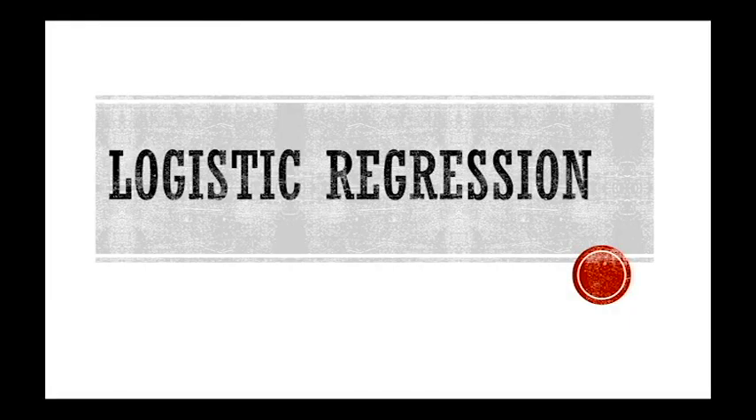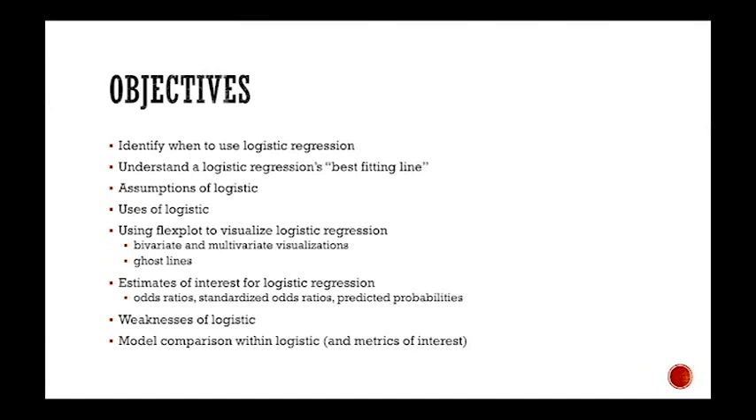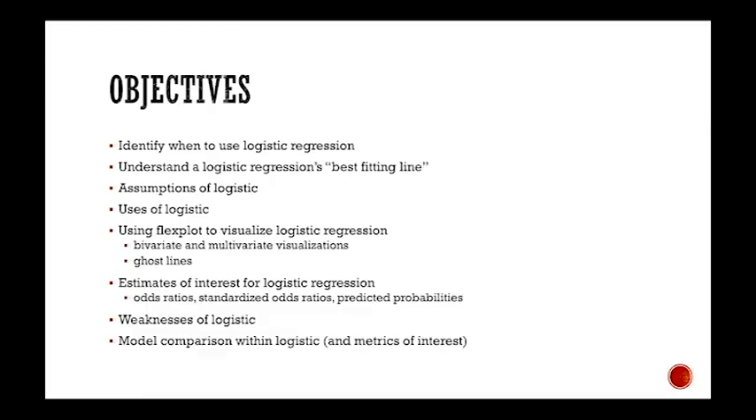Moving along. Logistic regression. So here are the objectives today. Understand when to use logistic regression. Understand a logistic regression's best fitting line, the assumptions of logistic, uses of logistic, using Flexplot to visualize logistic regressions, both at the bivariate and the multivariate level, as well as Ghostlines. Ghostlines are awesome. Estimates of interest for logistic regression, such as odds ratios, standardized odds ratios, predicted probabilities, etc. Weaknesses of logistic regression, and how to do model comparisons within logistic, and the metrics of interest for model comparisons.